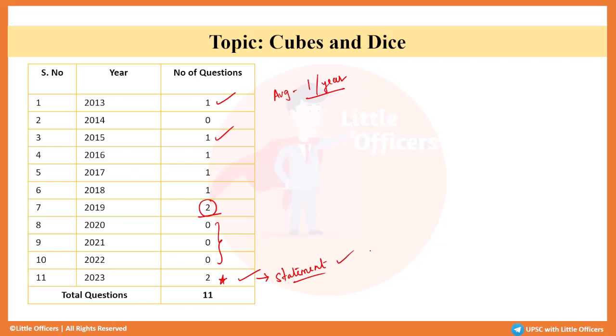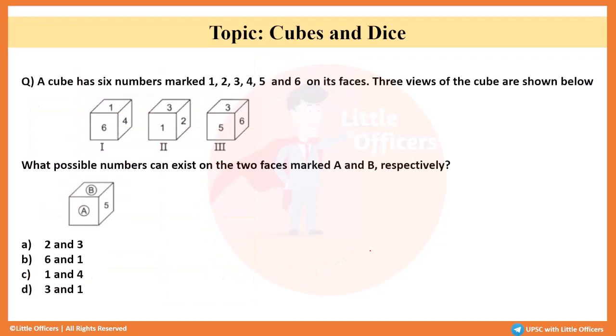Alright, without delay, let us look at the questions. The very first question is: a cube has 6 numbers marked 1, 2, 3, 4, 5, 6 on its faces. 3 views of the cube are shown. Of course, the diagram has been given in the question itself. Now look at this diagram 1, 2, 3 where different views of the dice or cube have been given. Based on these views, we need to tell what are the possible numbers that can come at the position of A and B. Alright, let us solve it.